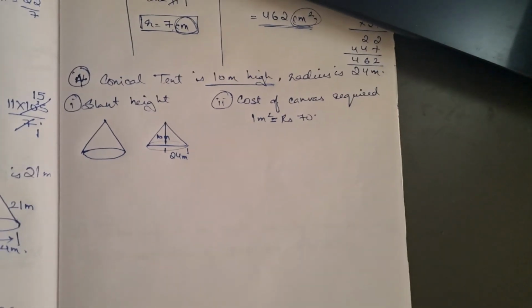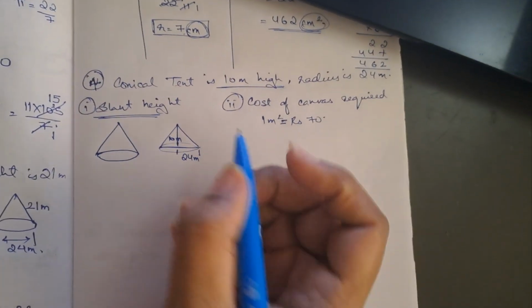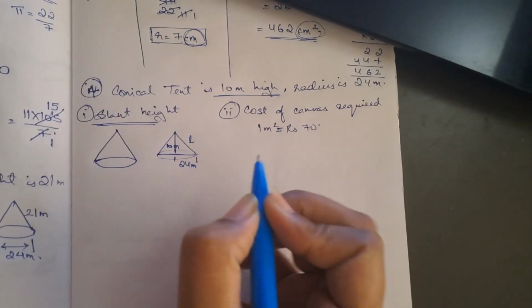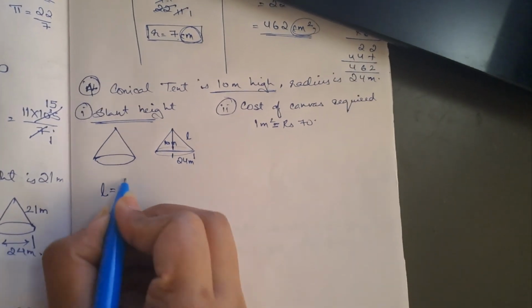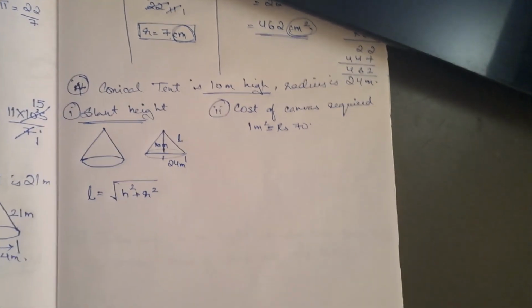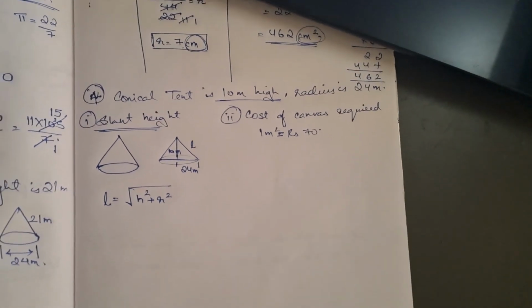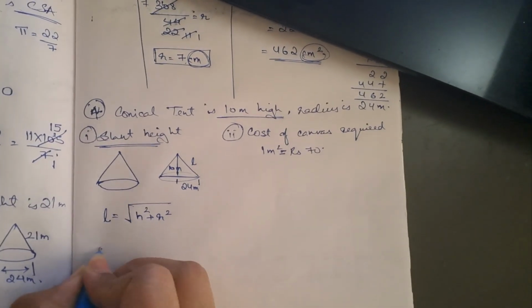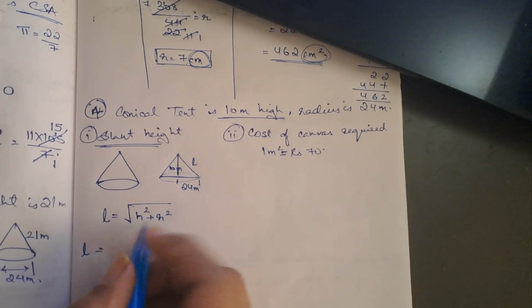Cool. And then they are asking you to find the slant height. Now slant height is L, they are asking you to find. So what is the formula to find L? It is under root of h square plus r square is the formula for it. Okay, now I have to find L, which is equal to root of h square plus r square.